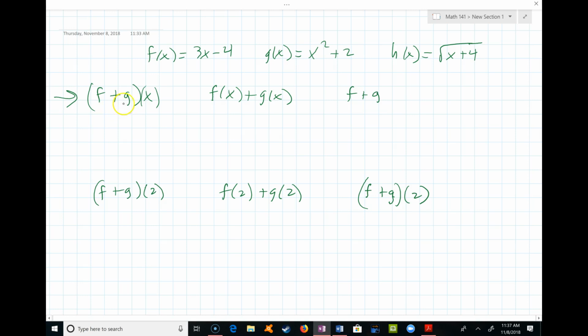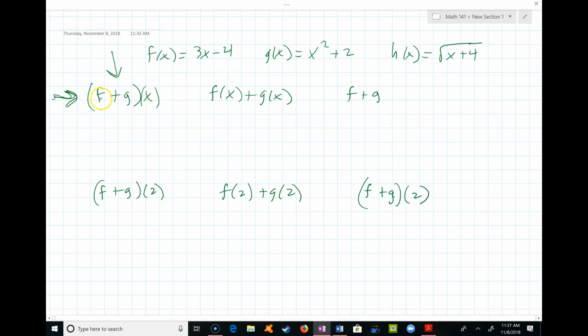So each one of these things on the top here, the f plus g with the x out there, f of x plus g of x, and just f plus g, all mean the same thing. All of these in this first row are telling you to add the f function and the g function together. Now this one is function notation. What it's saying is that you're adding f and g, and both of them are functions of x.